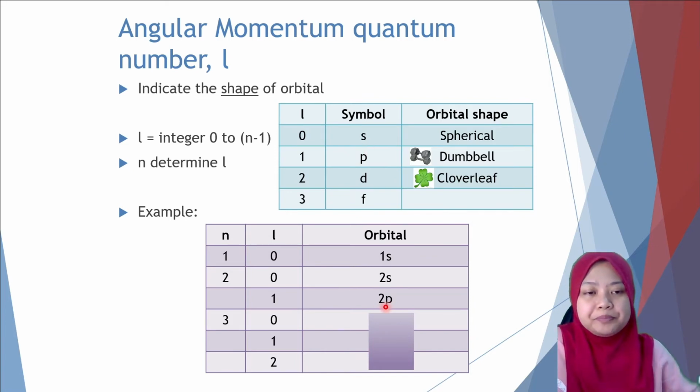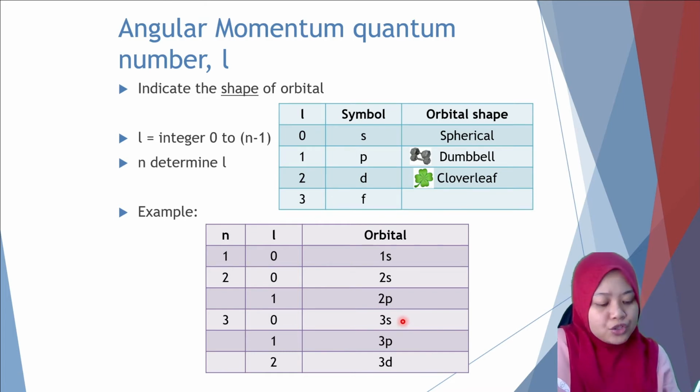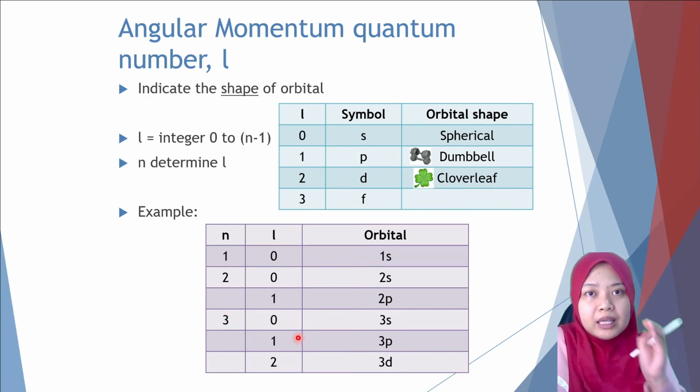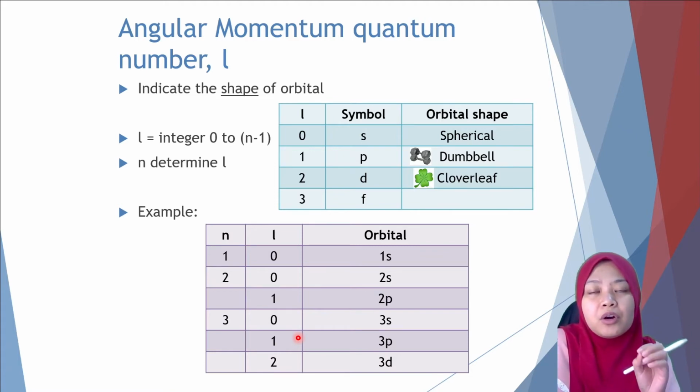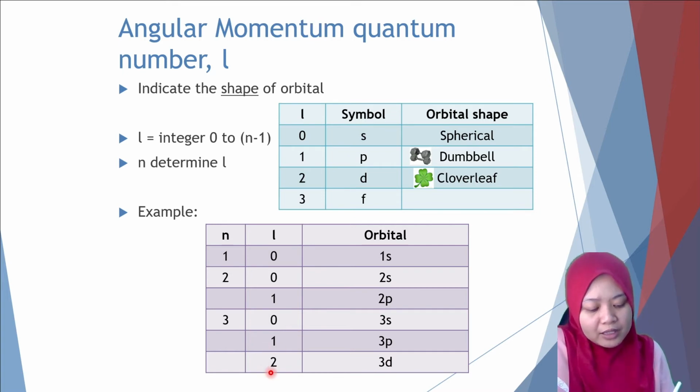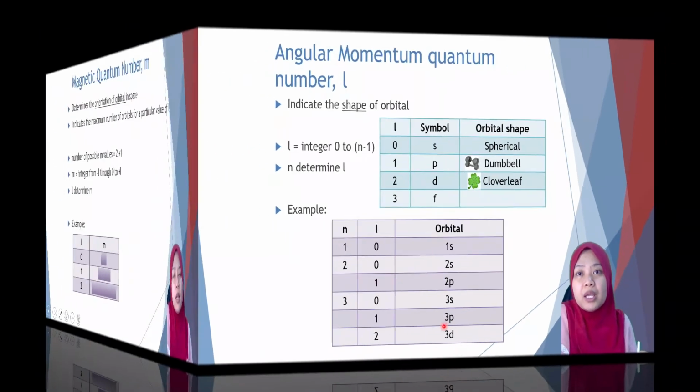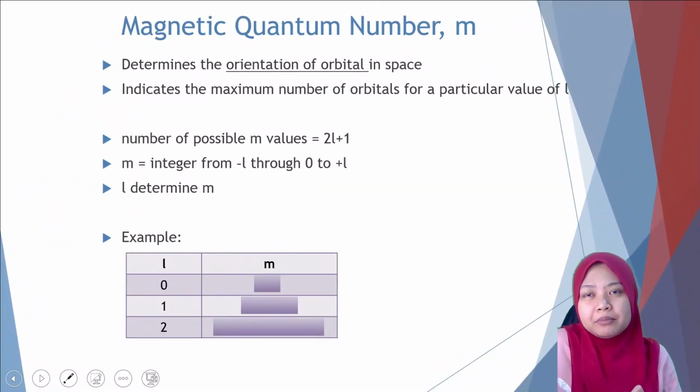The last one, we have 3s, 3p and 3d. Okay, kita tengok n sama dengan berapa, kemudian dia l dia berapa. Each value of l represents a different symbol for orbital. So if l equal to 2 is referring to the d orbital symbol, maka nama orbital dia adalah orbital 3d. The third quantum number is magnetic quantum number, m.